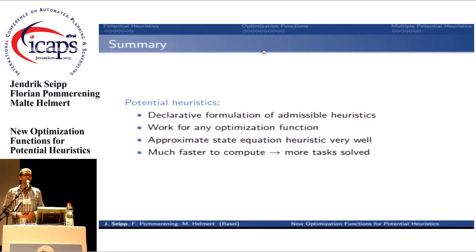In summary, we have seen that potential heuristics are a declarative formulation of admissible heuristics. They work for any optimization function that is a linear combination of potentials, and they approximate the state equation heuristic very well. Since they're much faster to compute, they solve more tasks.